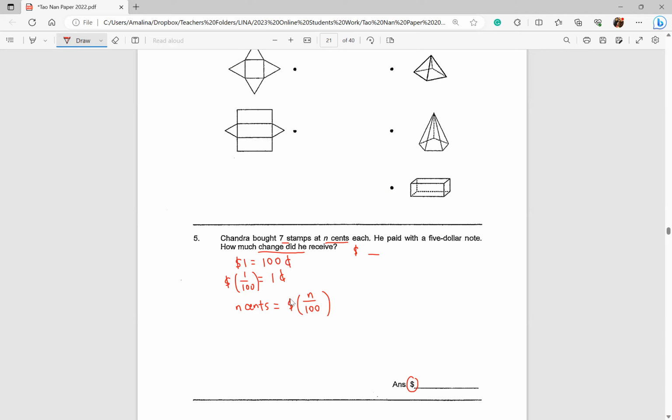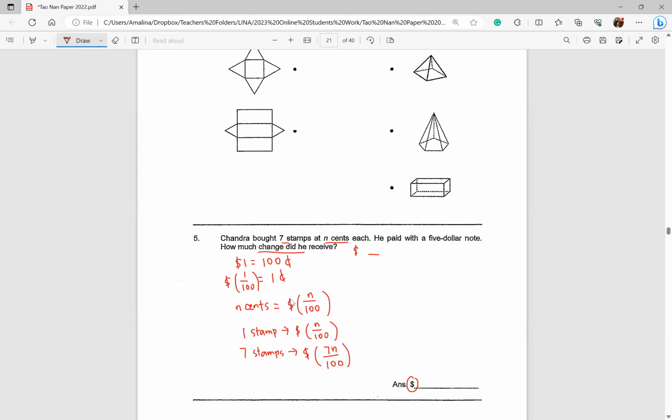So since Chandra bought 7 stamps at n cents each, so if 1 stamp costs this much, if you have 7 stamps, okay, so I will write down. So since 1 stamp is n over 100, if you have 7 stamps, it will be my 7 of this. So 7n over 100. That's the cost of your 7 stamps.